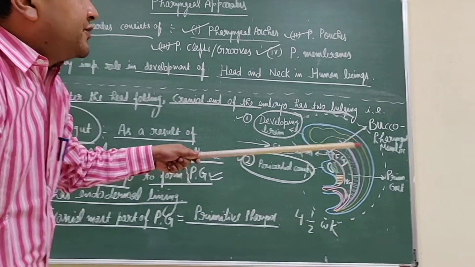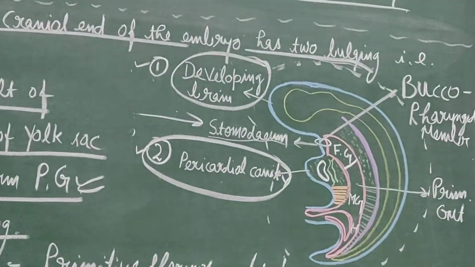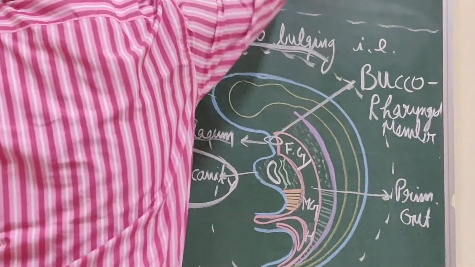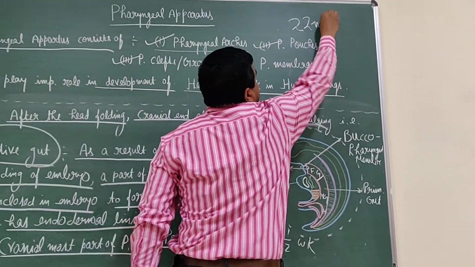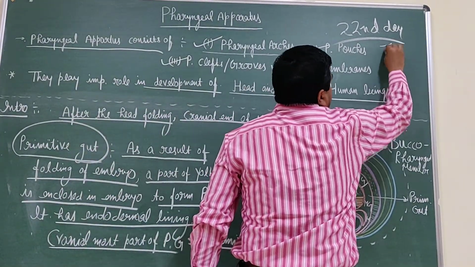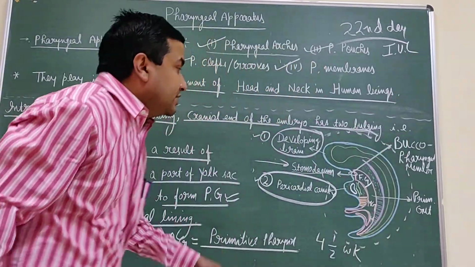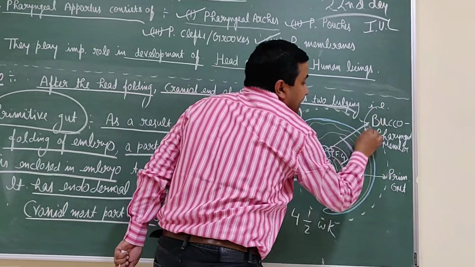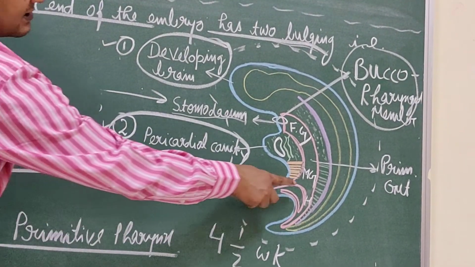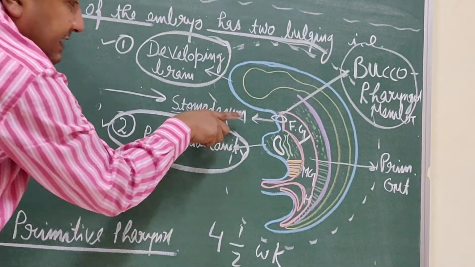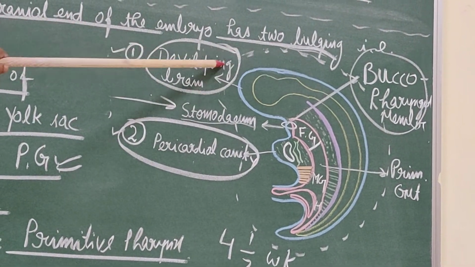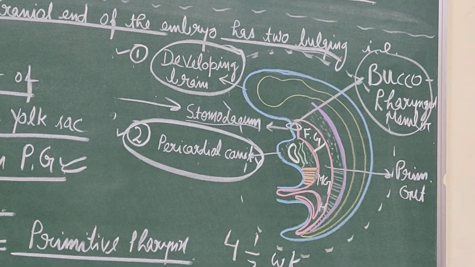Now, during the 4th week of intrauterine life, or we can say on the 22nd day of intrauterine life, this buccopharyngeal membrane ruptures and this gut communicates with the amniotic cavity. Now the amniotic cavity begins to enter into the gut region.